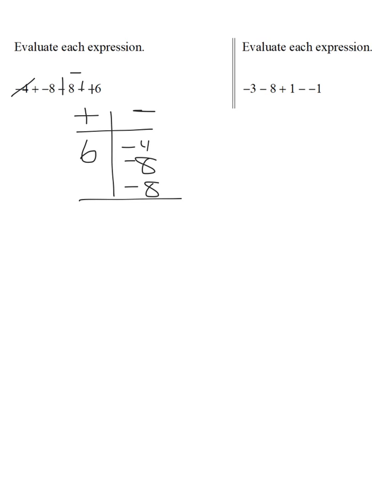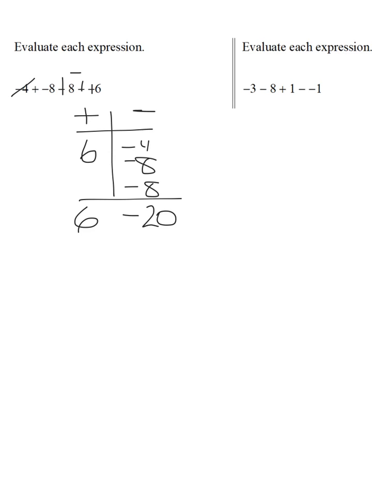So I'm going to draw a line at the bottom. I'm going to add each column together. The positives are easy. I just have 6. There's nothing to add. The negatives, I've got to think, if I have 4 negatives added to 8 negatives, that's a total of 12. Now add 8 more, that's a total of 20 negatives.